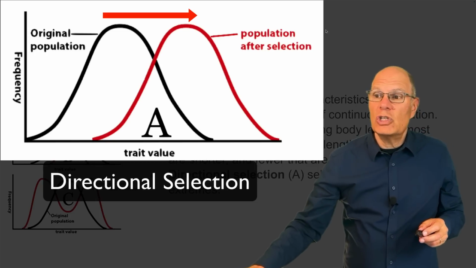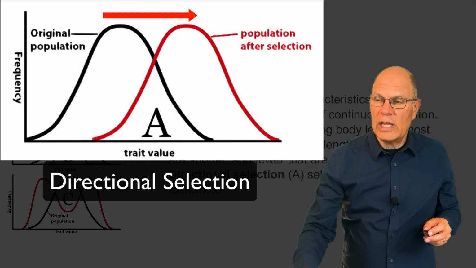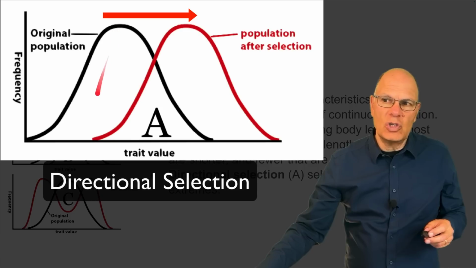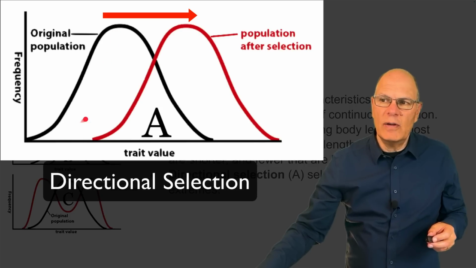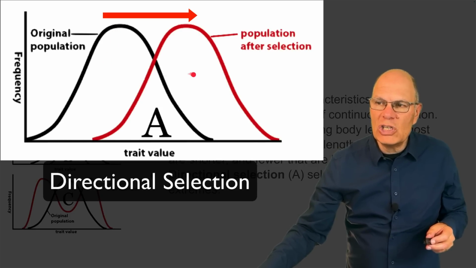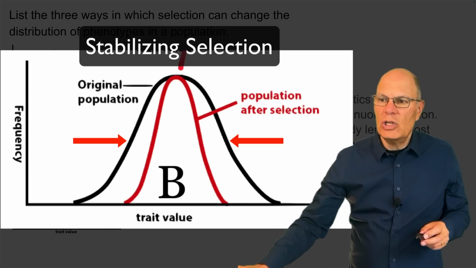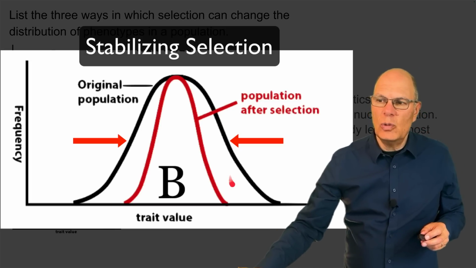Directional selection, which is shown over here, selects against one of these extremes. In other words, here's the original population, you're selecting against this extreme over here, and so you're pushing the population in this direction. In stabilizing selection, you are selecting against the two extremes.